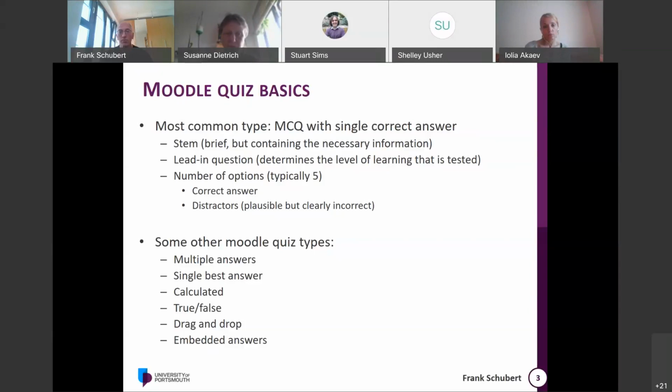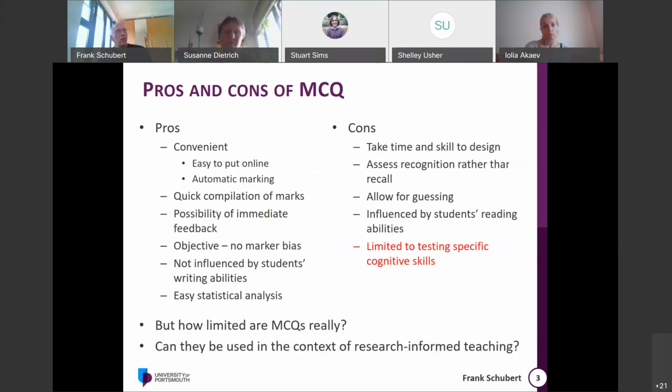They have to be plausible, principally, but still have to be clearly incorrect. So I've listed some other types of Moodle quizzes at the bottom, but as I say, today we will mainly talk about MCQs. Now, when we are looking at MCQs, they have a bit of a bad press in the educational literature. So we need to have a look at the advantages and disadvantages of MCQs.